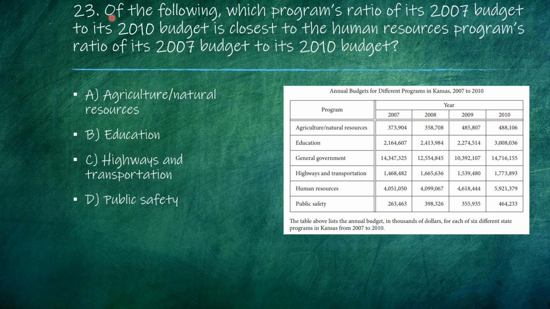Question 23. Of the following, which program's ratio of its 2007 budget to its 2010 budget is closest to the human resources program's ratio of its 2007 budget to its 2010 budget? Go ahead, pause this video and try to solve it. The answer is B.